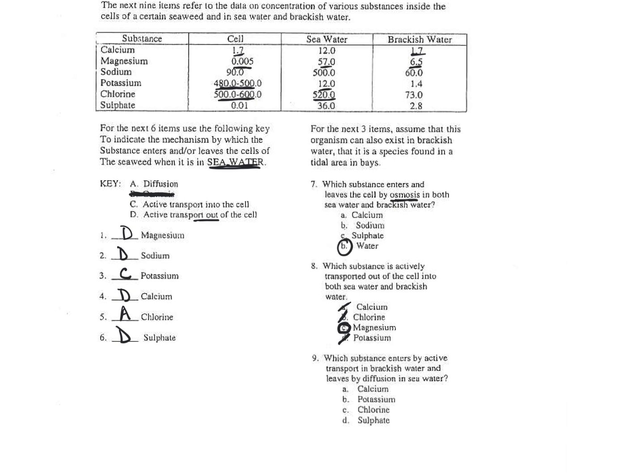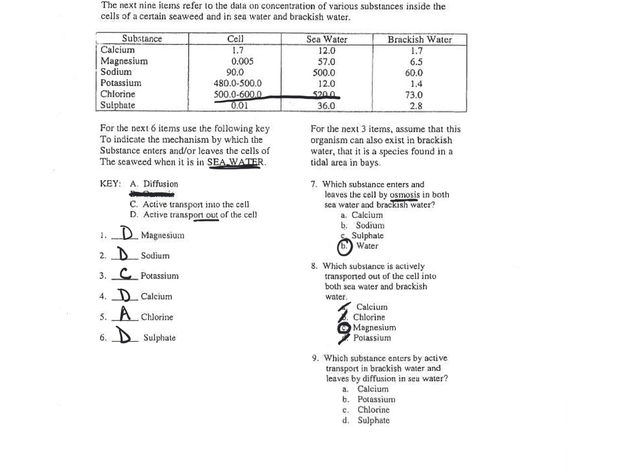And then which substance enters by active transport in brackish water and leaves by diffusion in seawater? Well, we already figured out which substance moves by diffusion in seawater. Chlorine. Between 500 and 600, 520 in seawater, that's going to be diffusion.